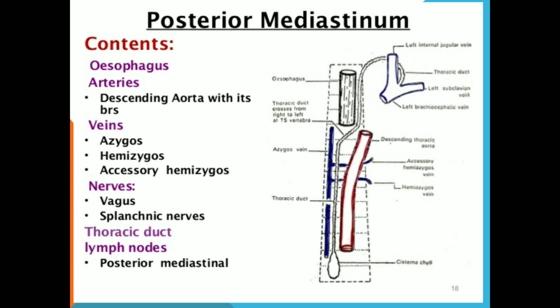Okay, so what do you name? First is the esophagus, then you name the descending thoracic aorta, then you name the azygos vein with the accessory hemiazygos vein, and then the thoracic duct. These are all present in the posterior mediastinum. Okay, this is about the mediastinum.